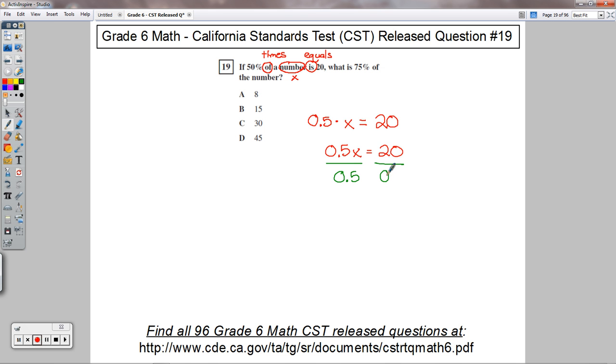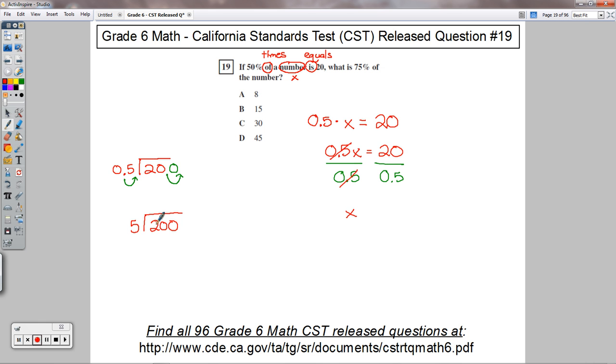So if we divide by 0.5, this would cancel, this would go away. And dividing by 0.5, let's do that off to the side here with long division. If I divide by a decimal, I can move the decimal the same number of places over. For the 20, it's right there. So I can move that over here, and I can change that problem to 200 divided by 5. That's the same thing as 20 divided by 0.5. I just multiplied both numbers by 10. I changed the numbers in the same way.